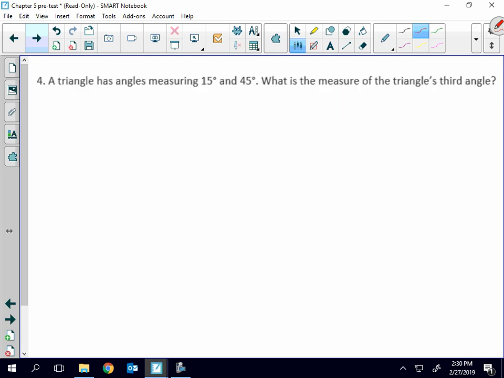All right, number 4, a triangle has angles measuring 15 degrees and 45 degrees. What is the measure of the third angle? Draw yourself a picture if you need to. One angle's 15 degrees, one angle's 45 degrees. I never draw to scale, so don't mind my drawing. And we don't know this one. We'll call it x. When we don't know it, we call it x. We know that all the angles in a triangle add to 180 degrees. So start adding those angles. 15 plus 45 plus x.